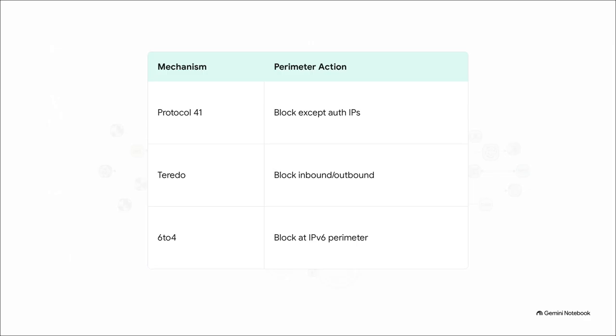Only permit traffic that is going to or from your explicitly documented tunnel brokers. Next, you need to completely drop Teredo on UDP port 3544. That means both inbound and outbound. It just shouldn't exist on a production network. And lastly, deny all 6-4 traffic, specifically that 2002::/16 prefix, right at your IPv6 perimeter.